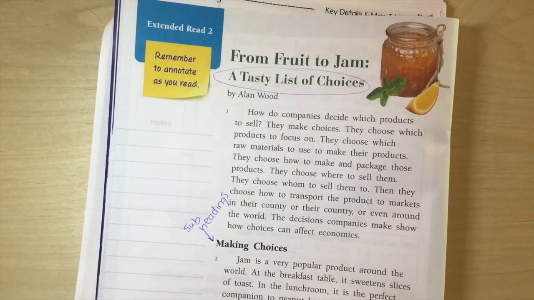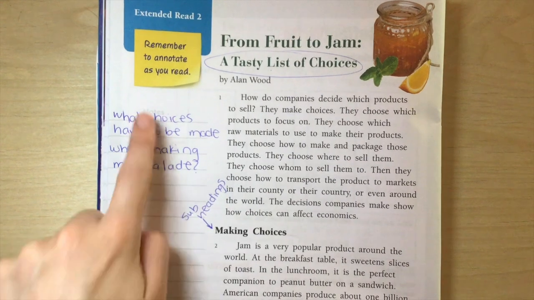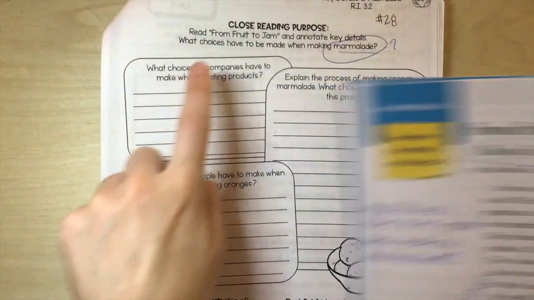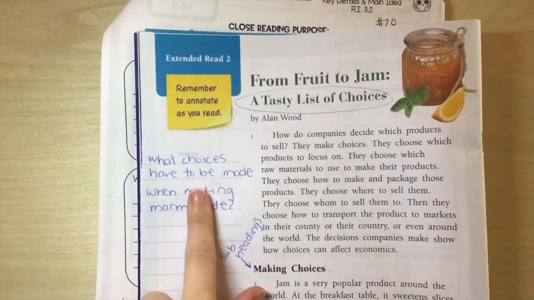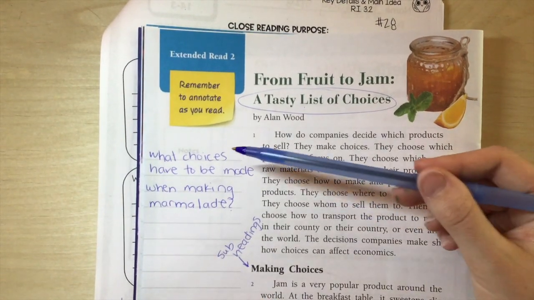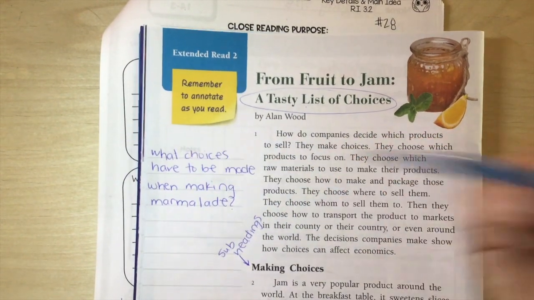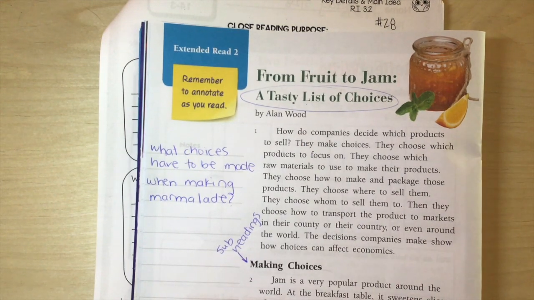So now we're actually going to read it. All right, so what I've done is I've written down the question from our graphic organizer. Remember, it's what choices have to be made while making marmalade. So I wrote down that question right here. I annotated the question because I need to have something in mind as I'm reading my text to kind of focus my attention and do the annotating, all right?